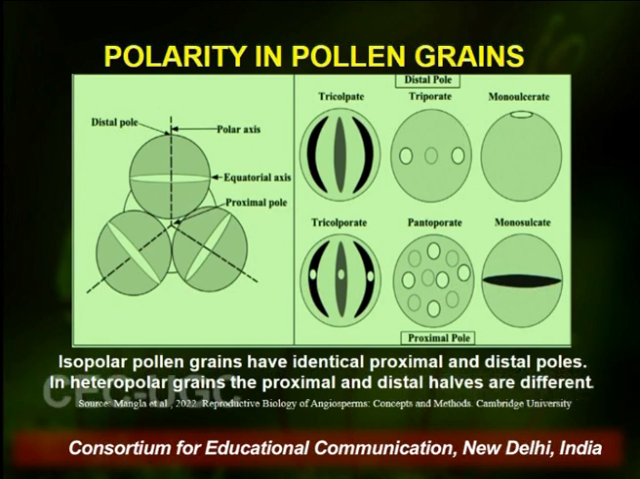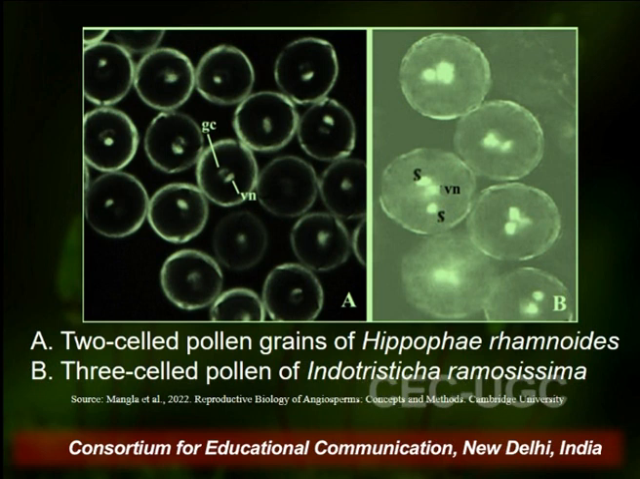So, in very common language, isopolar pollens are spheroidal, and they have the same diameter in whichever manner you cut them, whereas in heteropolar grains the diameter could differ in one orientation, and the length could be more than the width of the pollen grain.